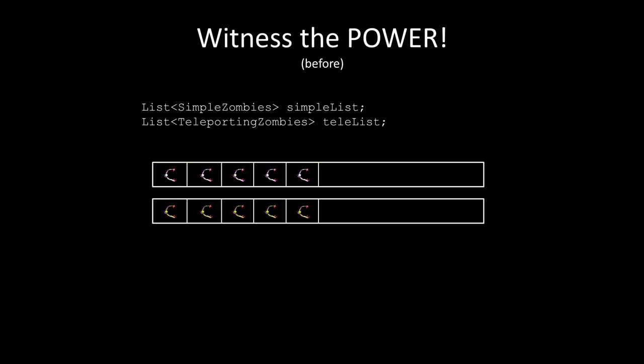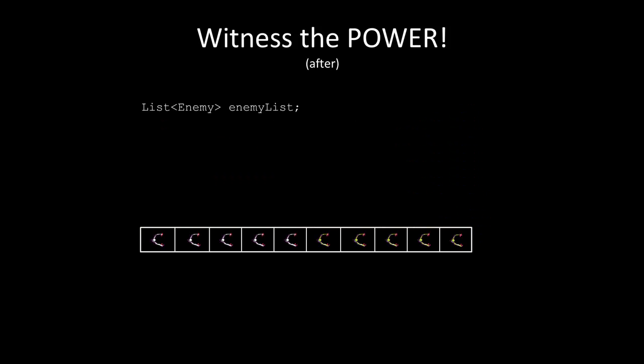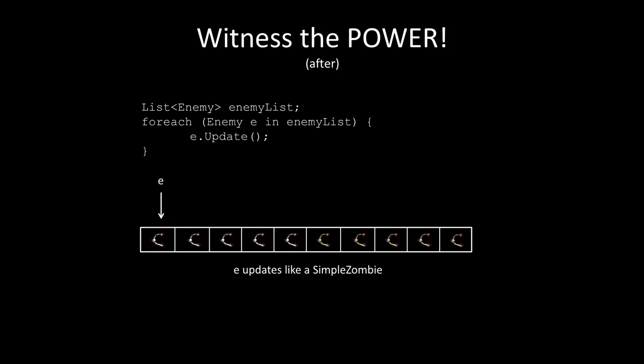So if we go back and we look at our code again, you can see that we created two separate lists. We had a list of simple zombies called simpleList, and we had a list of teleporting zombies called teleList. Well, this isn't exactly what we want to do. It would be nice if we could combine these into one list, and that's exactly what we're going to do. So in this case, you can see that we have a list of enemies called enemyList. As we start to iterate through this list, notice that we've changed the syntax just a little bit. So we now say for each enemy e in the enemyList, e.update.